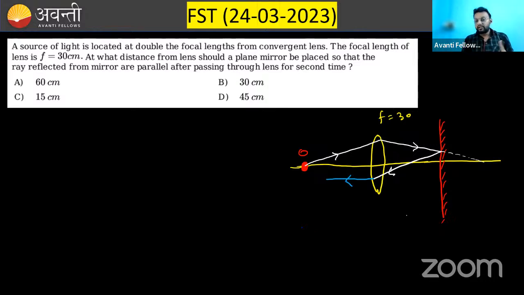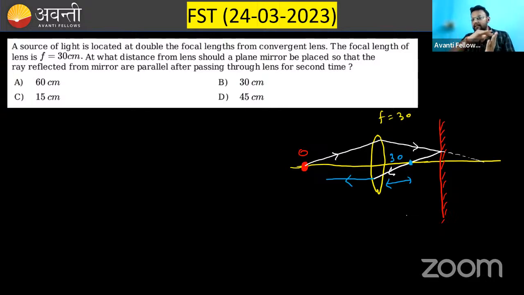Now, what you should know is that rays coming from the focus will be parallel to the principal axis after refraction. One thing for sure, rays coming from the focus, that means this point should be the focus of the lens. And the focal length is given as 30. So this length is 30. Which length? This portion, this length is 30. Are you getting my point?